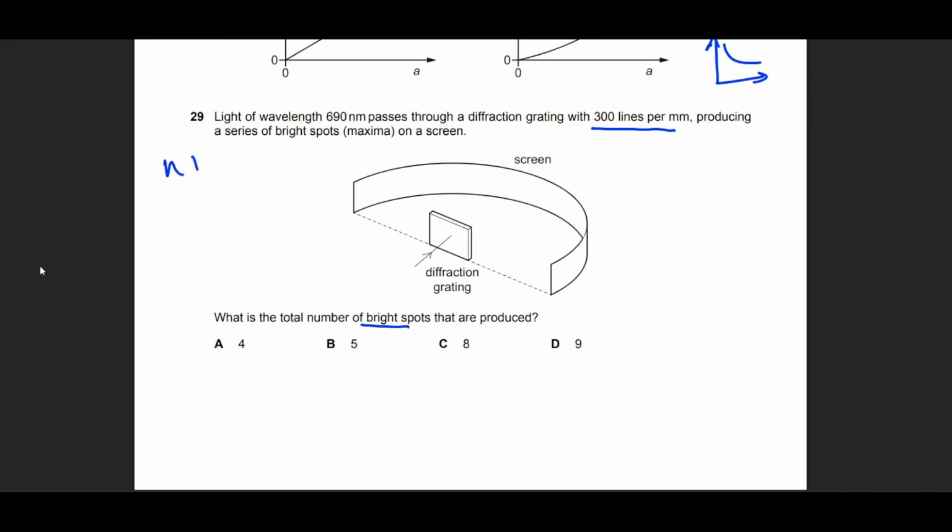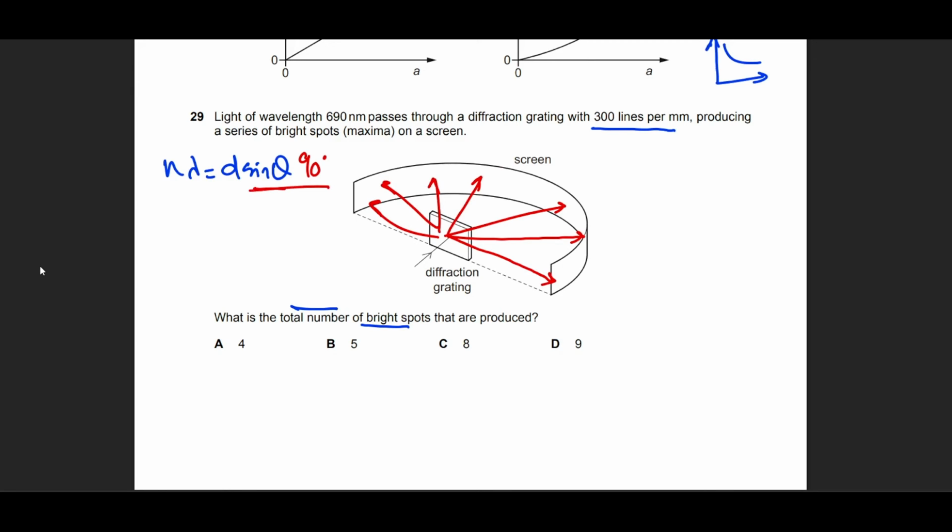So n lambda equals d sine theta. Now first, if he's looking for the total number, the maximum number of maxima, then we have to put theta as 90, because we're expecting that one of the bright spots is going to show up here, some of them will show up here, over here, over here, and so on and so forth. So we are deliberately pushing this equation to its maximum limit. Is there anything at 90 degrees compared to the center? So be it. Let's move ahead with this equation.